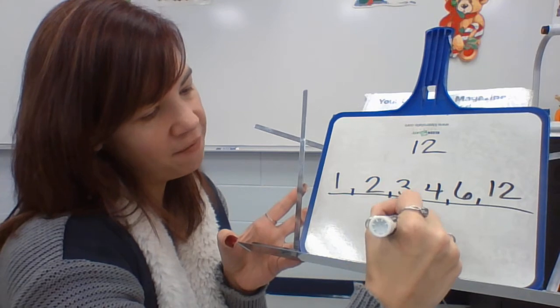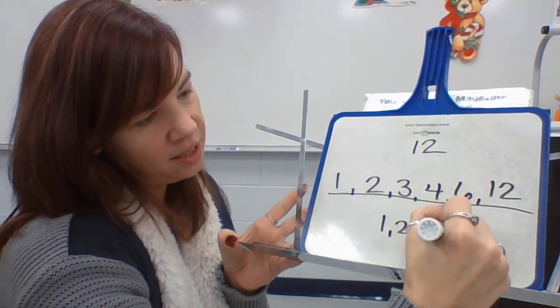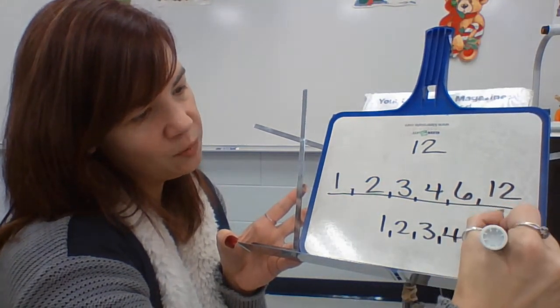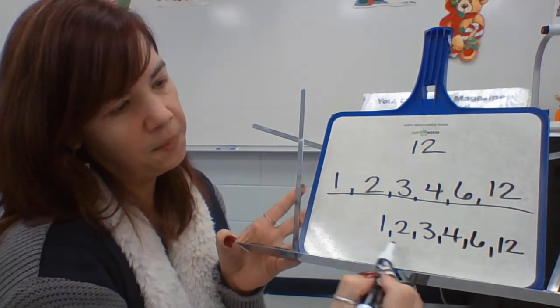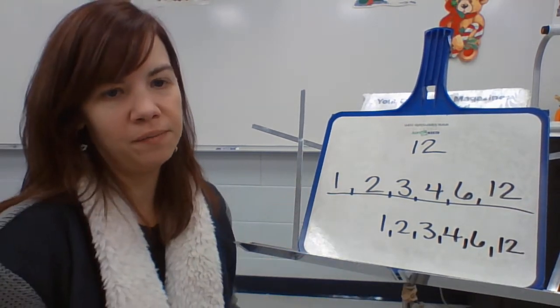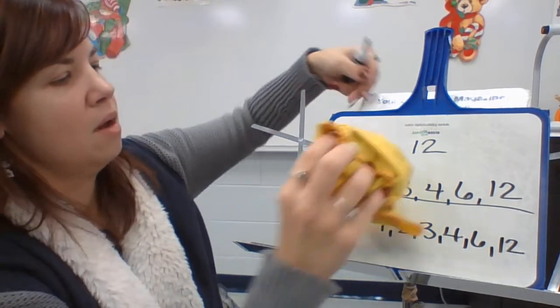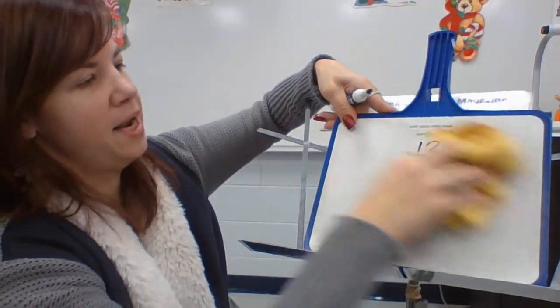And 12 has a lot of factors. If they repeated, we wouldn't write them twice. We'd only write them once. But there's all the factors for 12. Quite a lot. All right, so let's start into this paper.